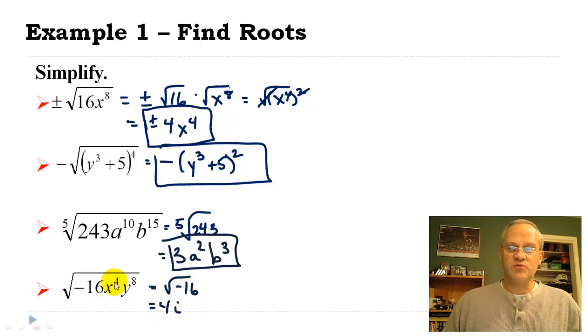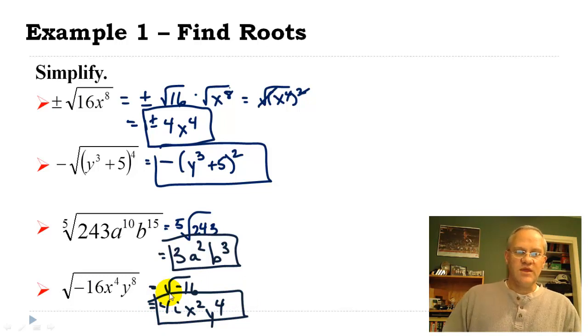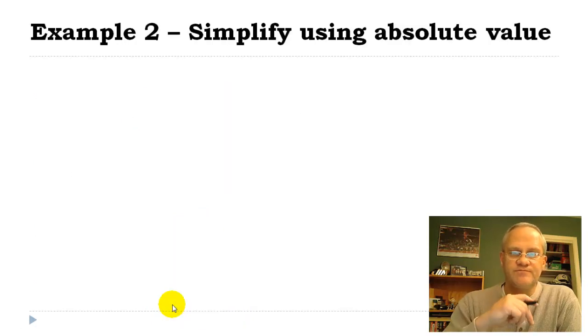And then the rest will work the same way as before. The x to the fourth, and then 4 divided by 2 is x squared. And then 8 divided by 2 is y to the fourth. So if you get a negative under the square root, all the stuff kind of works the same way, but just remember, if you have a negative in there, it's going to cause you to have an i. Okay? All right, next thing.